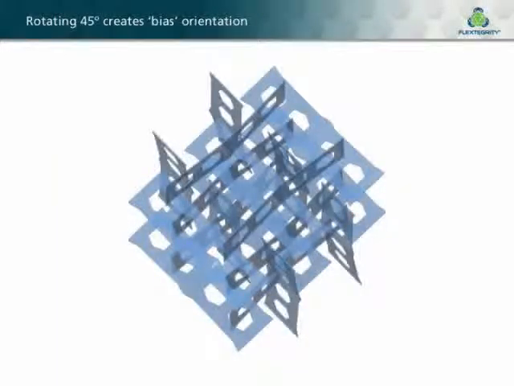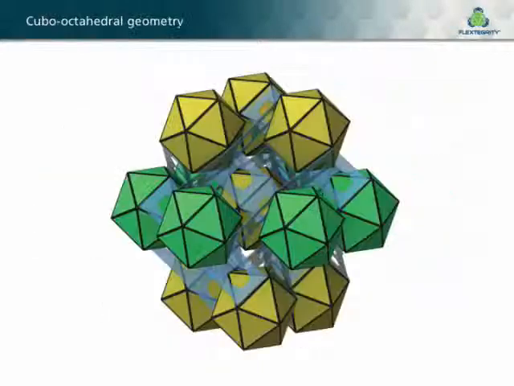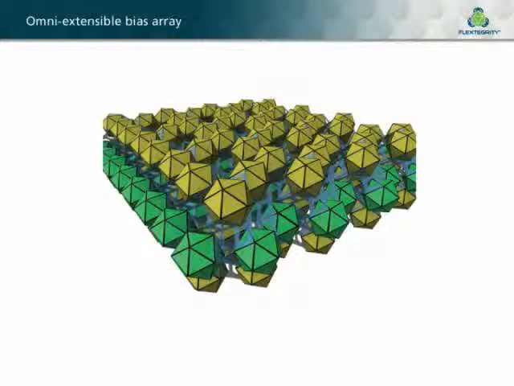And then you add the compressive element in there, and then you get arrays. Once you make an array, you can make virtually any form factor. So anything you can dream up, you can make out of this stuff. It has some very unique properties.